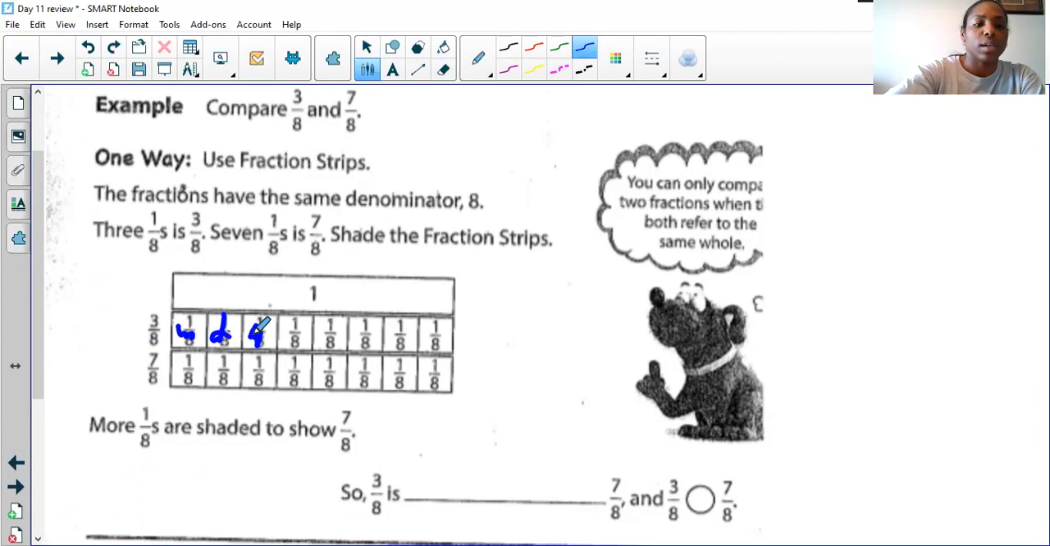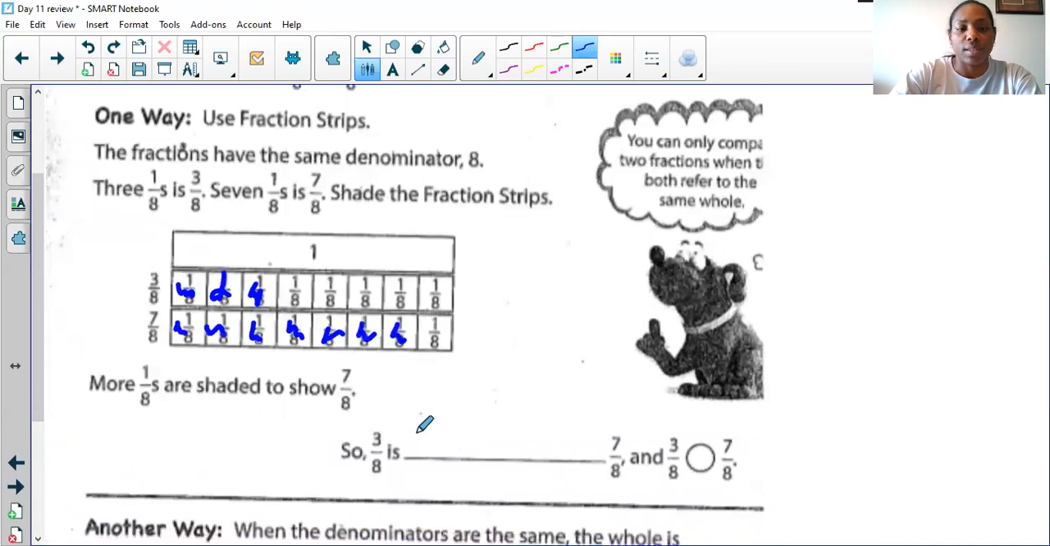And then the second one is asking for 7/8. So I'm going to color in 3, 4, 5, 6, 7. So more 1/8 are shaded to show 7/8. So 3/8 is less. We'll just go ahead and use the mouse. It's going to be a little nicer. Less than.